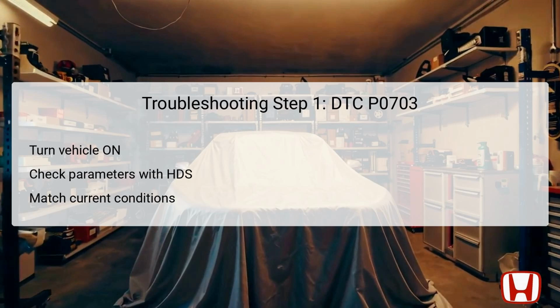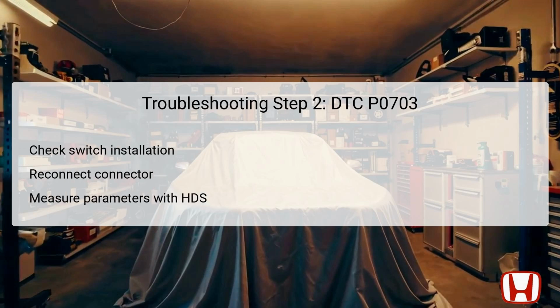If the current conditions align with the thresholds, proceed to Step 7. Conversely, if they do not, further investigation will be required, leading you to Step 2 to inspect the brake pedal position switch installation. In Step 2, you will need to check the installation of the brake pedal position switch.